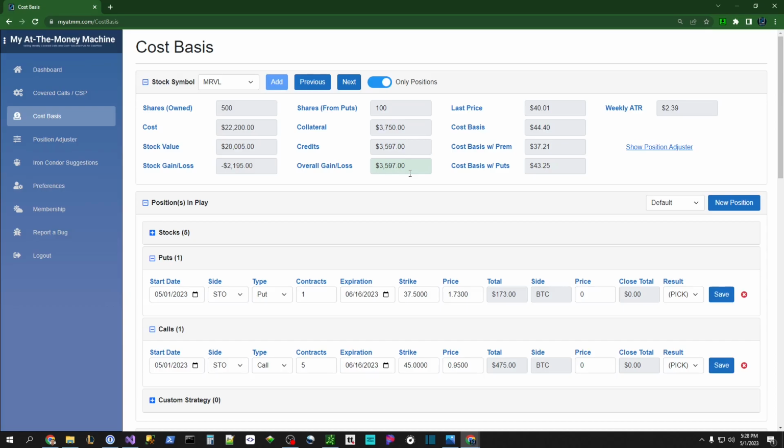Yesterday the price was showing like $39 or something, if I remember correctly, $39.40. And it looks like the stock price has gone up today because it closed at $40.01. So as you can see, our current unrealized loss is $21.95, but our overall gain, or overall premium that we've collected so far, is $35.97. So that's a difference of, I don't know, $1,400, $1,300, something like that. So we're still doing pretty good on this position.